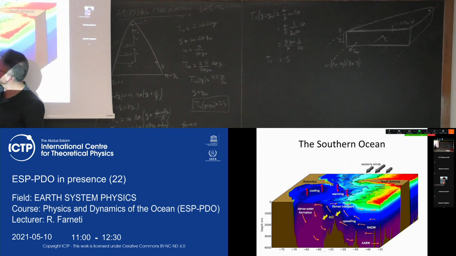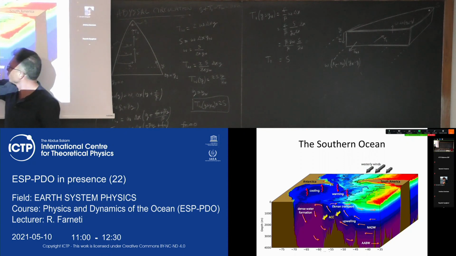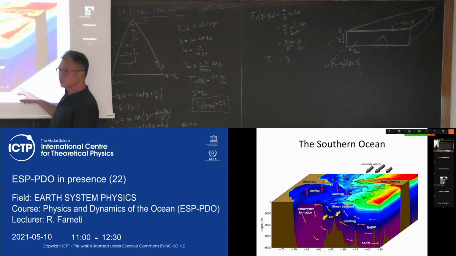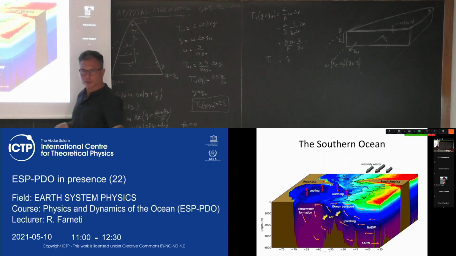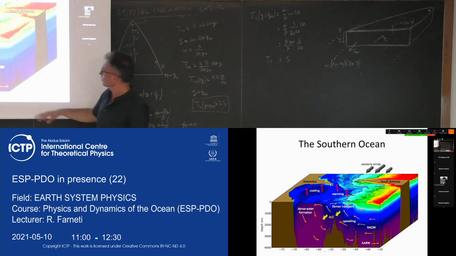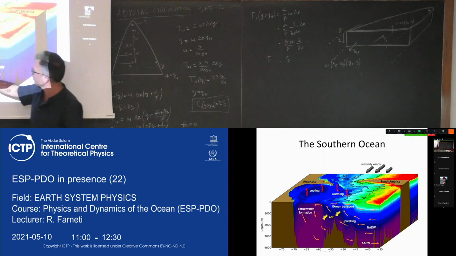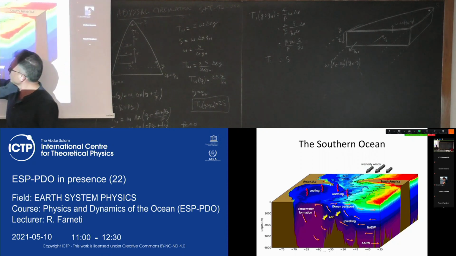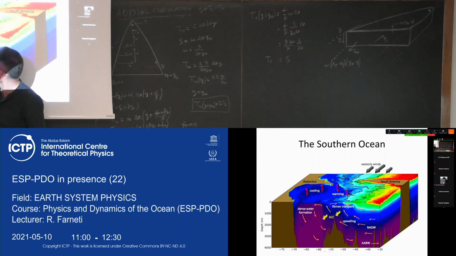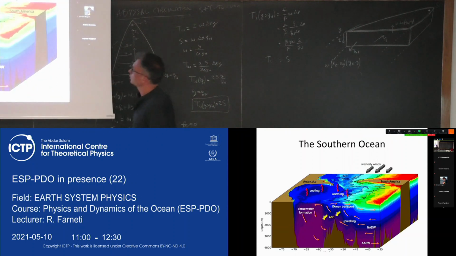Some other water is formed here, the Antarctic bottom water, by brine rejection, and is recirculating into the Atlantic Ocean, into the Pacific Ocean, into the Indian Ocean. And this cell is also closed in the latitudes of the Antarctic circumpolar current by Ekman upwelling. So this water is coming back to the surface also by Ekman upwelling and is closing the circulation.